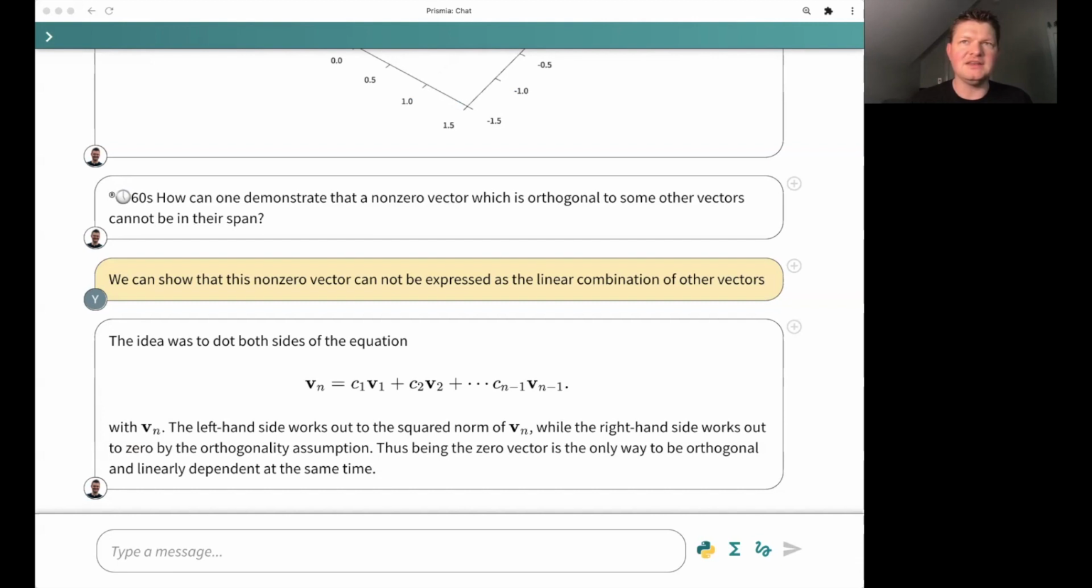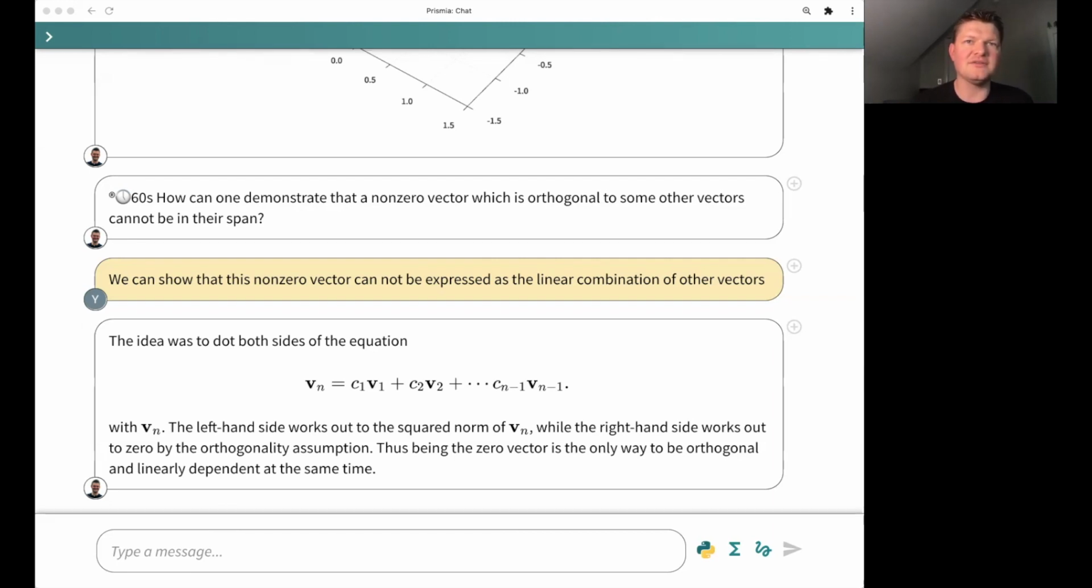And then the idea was, well, let's dot both sides of this equation with Vn. And the left-hand side turns into the squared norm of Vn. And the right-hand side will just turn into 0, applying the linearity property of the dot product. Therefore, the squared length of the vector Vn has to be 0. And that only happens if it is itself the 0 vector. So this is a good illustration of how the algebraic properties of the dot product can intersect with and shed light on the geometric properties.